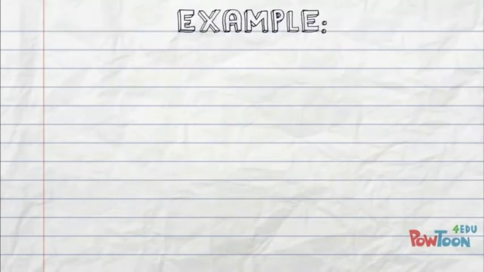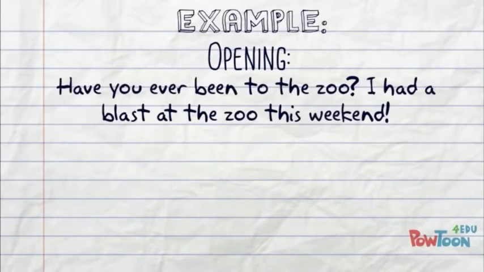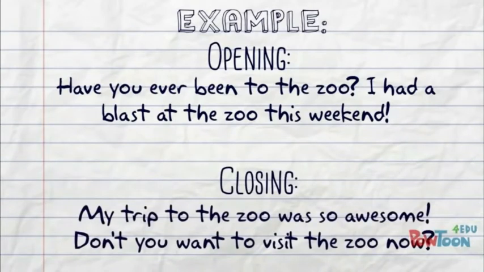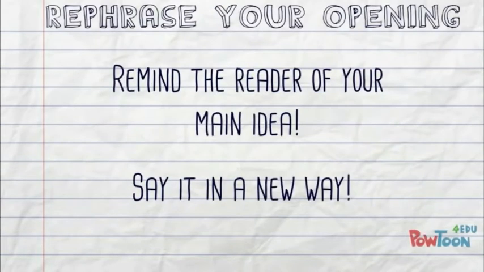For example, if your opening said, "Have you ever been to the zoo? I had a blast at the zoo this weekend." Your closing might say, "My trip to the zoo was so awesome. Don't you want to visit the zoo now?" I reminded the reader that my whole story was about how fun my trip to the zoo was, but I said it in a different way.